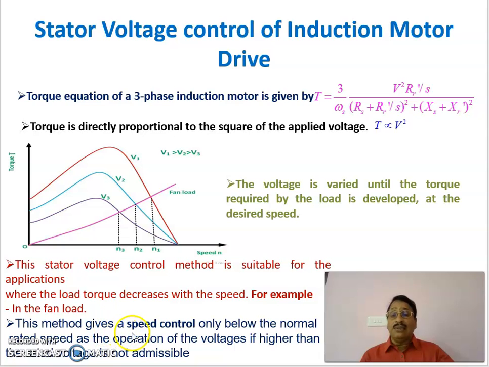This method gives speed control only below the normal rated speed, as operation at a voltage higher than the rated voltage is not admissible. Therefore, you can control the speed of the motor only below the base speed, or the speed corresponding to the rated voltage, by this method.